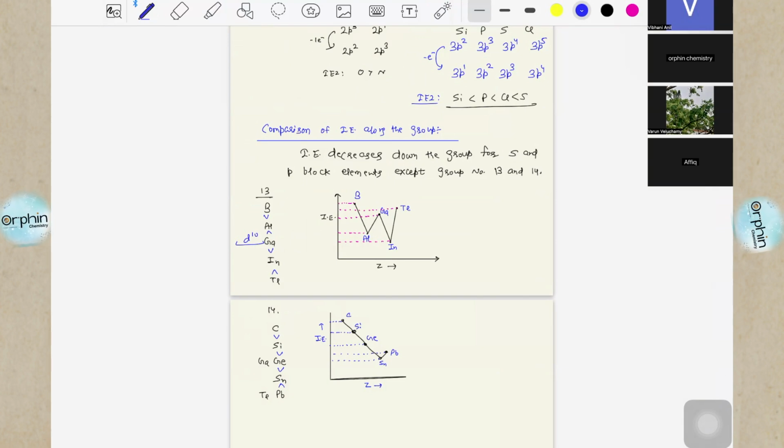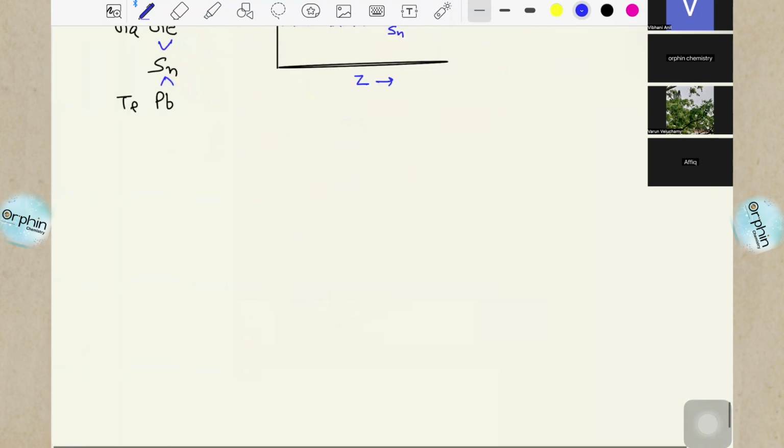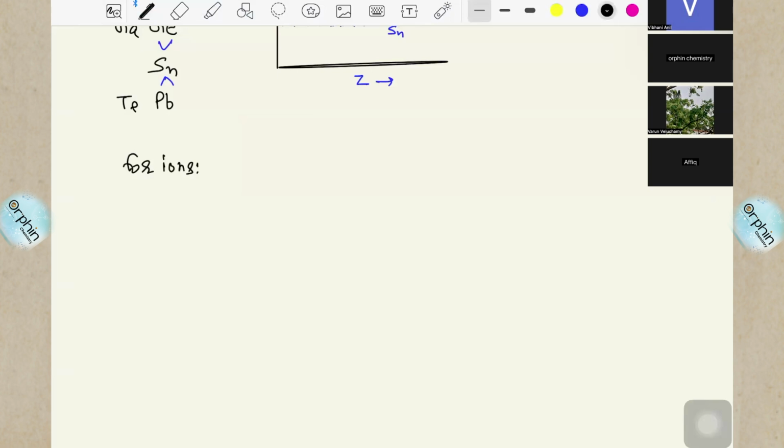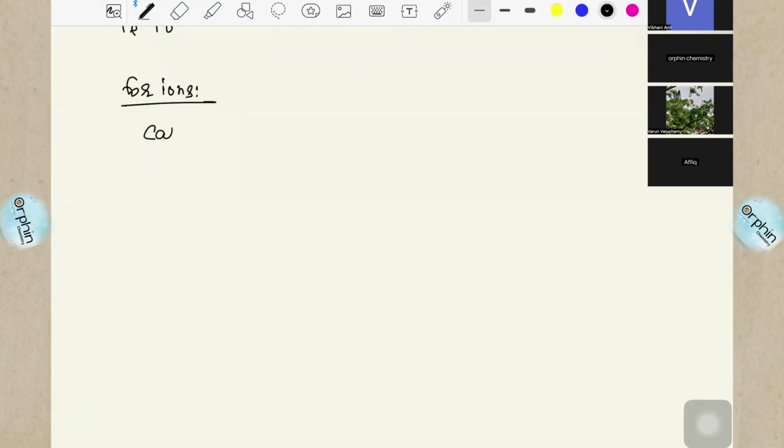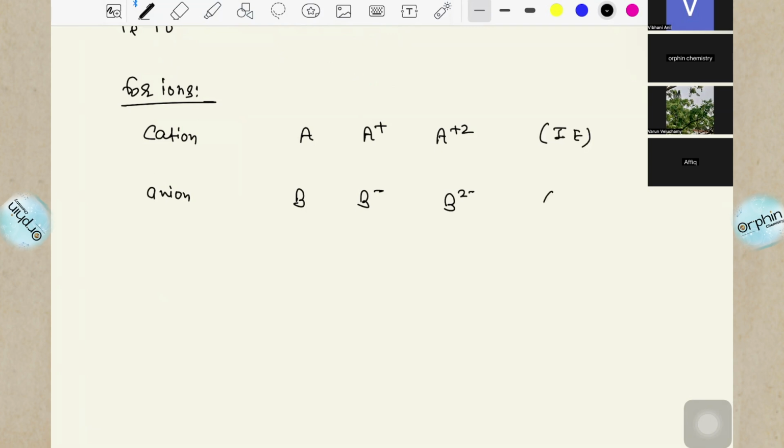Okay. Now for ions, we can see. In ions, there is cation. You tell me one thing here. Suppose A is there, A plus is there, A plus 2 is there. Anion, B is there, B minus is there, B2 minus is there. You have to tell me the ionization energy order here and here. I will tell, but before that, you have to tell me the order.